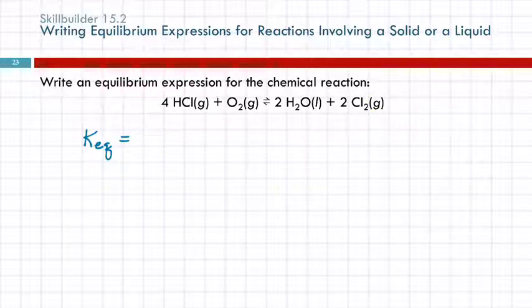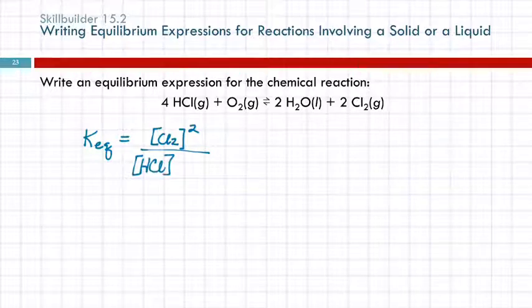Then we have this one, Cl2. The coefficient is 2, so we raise that to the second power. And then we're going to divide by the reactants. Both of these are gases, so we need to include them. We've got HCl to the fourth power because the coefficient is 4. And then we have oxygen with an understood coefficient of 1 and an understood exponent of 1.